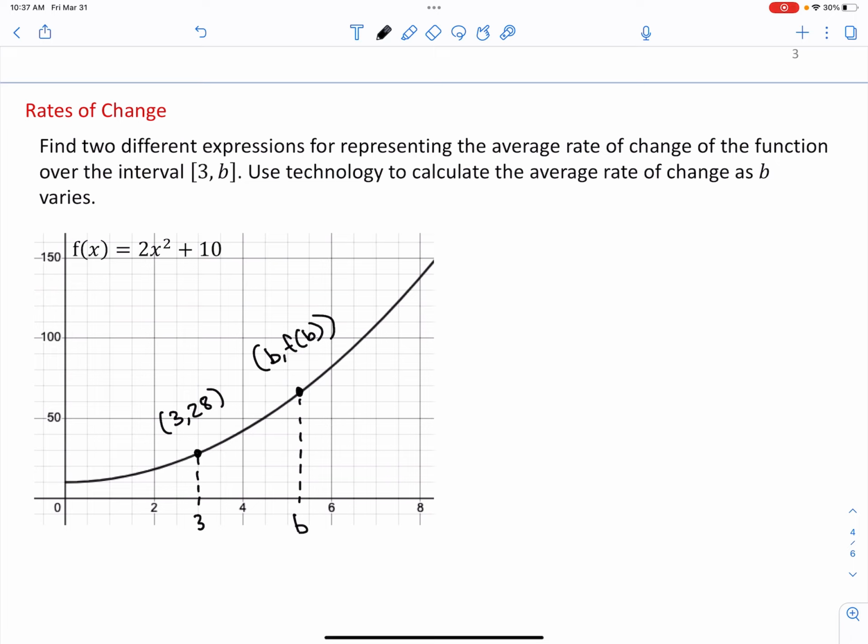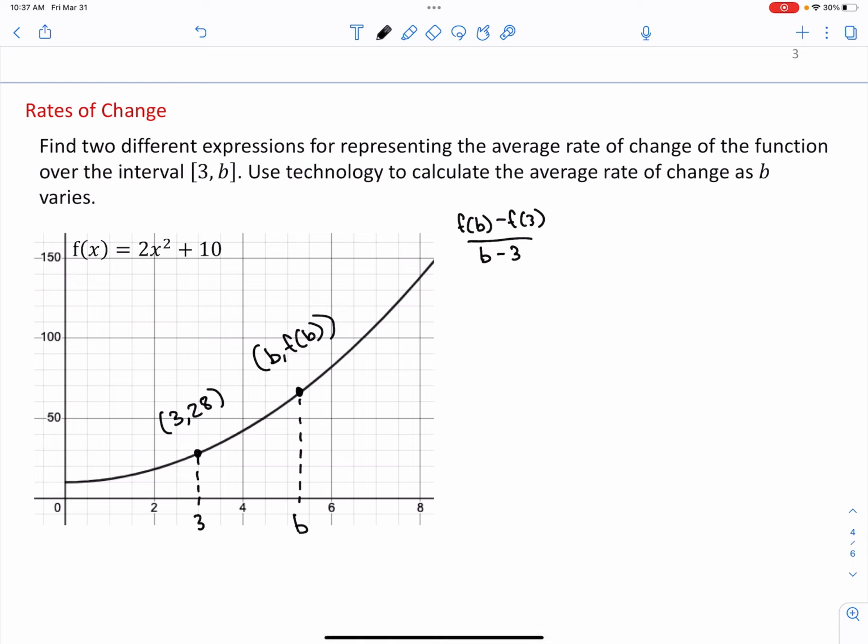And we want to find the slope of this line. The slope of this line is going to be the change in y coordinates, so f of b minus 28, which is f of 3. I'll write f of 3 for now, but I'll change it to 28 in a moment, over the change in x coordinates, b minus 3.